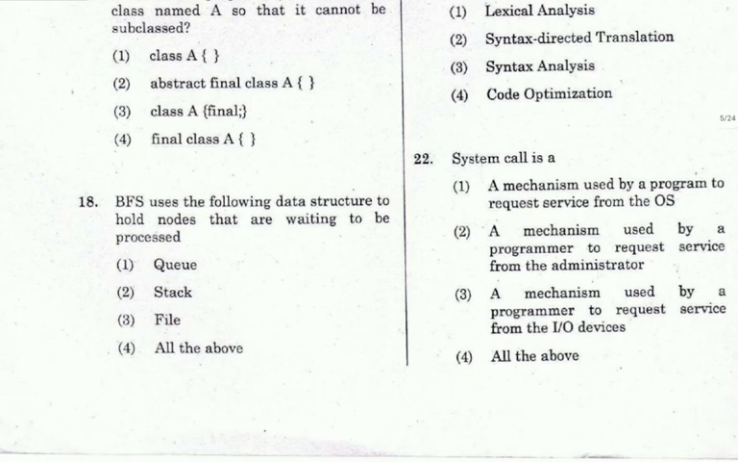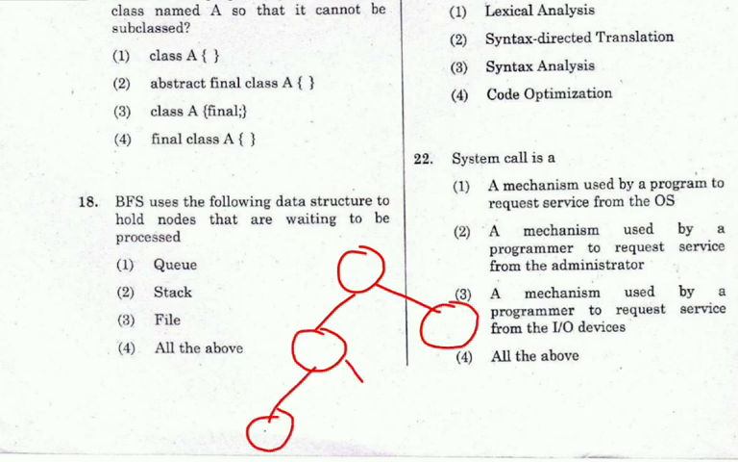Next. DFS uses the following data structure to hold nodes that are waiting to be processed. So we use queues for BFS, breadth first search, because BFS is a level order traversal algorithm that explores all neighbors before moving to the next level. So it will search level wise. Suppose there is a tree, so it will search level wise. It will first search level 0, level 1 and then level 2.